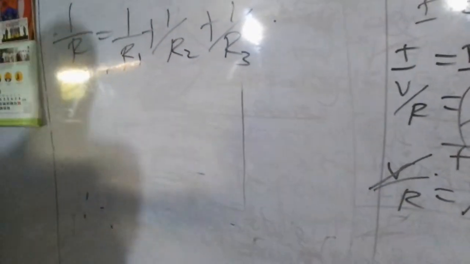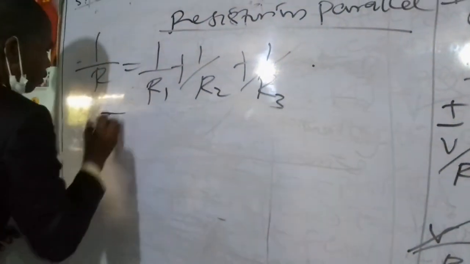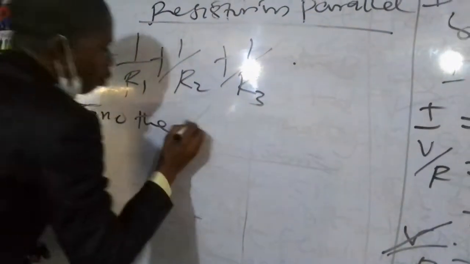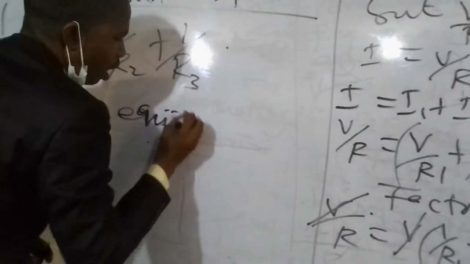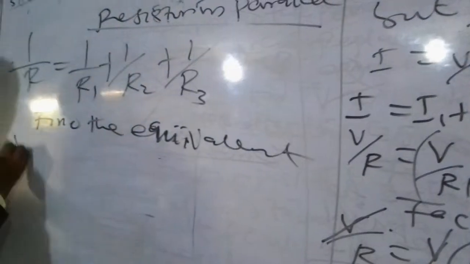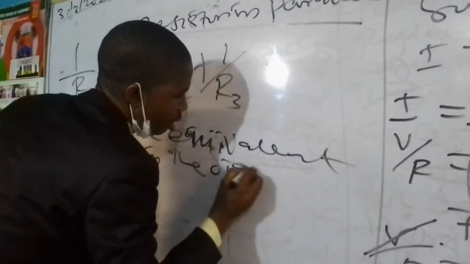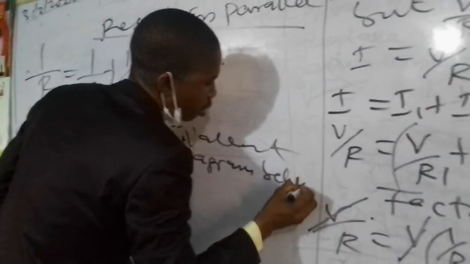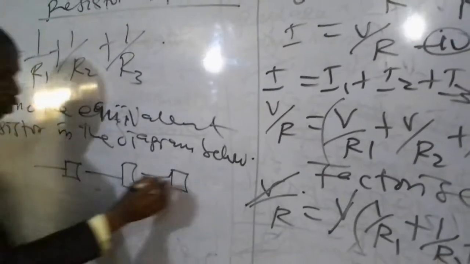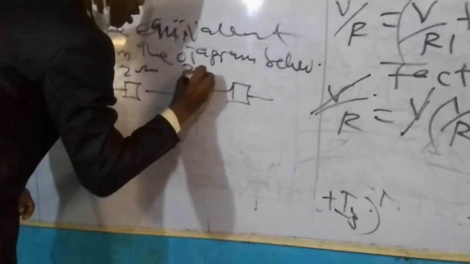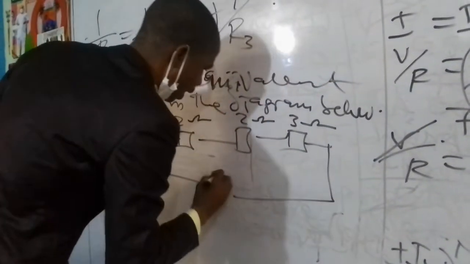Let's look at one example before we go. For example, find the equivalent resistor in the diagram below. We have something like this. This is 2 ohms resistor. This is another 2 ohms. This is what? 3 ohms. This resistor is connected in what?